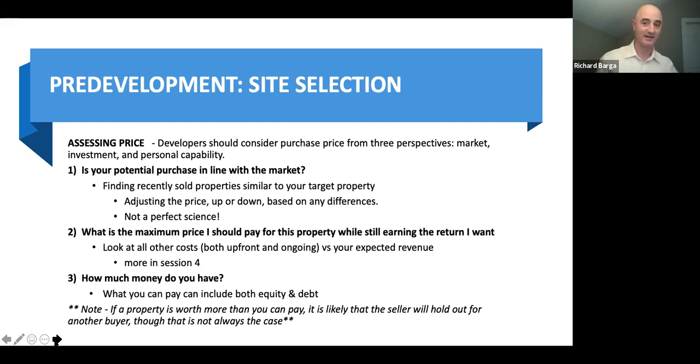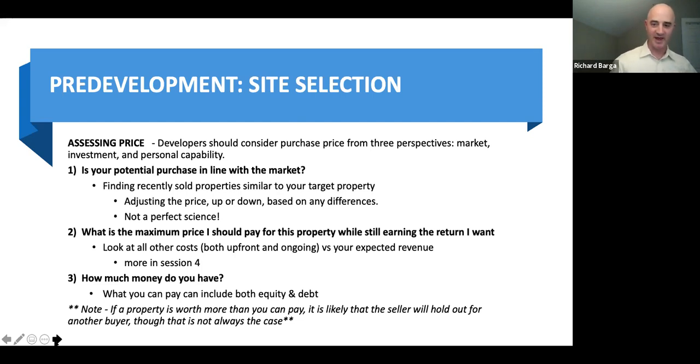And I would say that you might be potentially grossly overpaying for that property. So think about finding recently sold properties similar to your target, and adjusting accordingly, up or down, based on any differences. This is really the art of the appraisal: taking 5 properties, looking at all the different conditions, the history, the building systems, the neighborhood, and figuring out what is in line, or what your potential purchase price is.